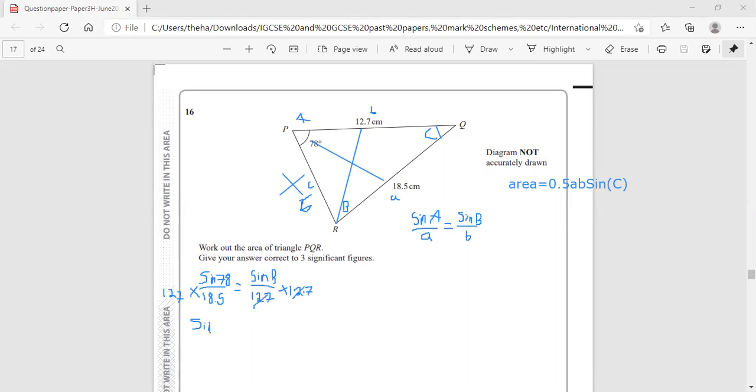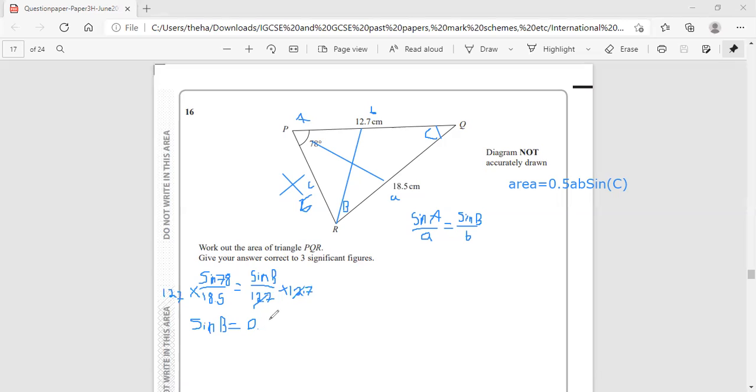Okay, that'll give us sine of B. Let's just put that into our calculators. So we've got sine of 78 over 18.5, and then we'll multiply that by 12.7. That gives us sine of B equals 0.67.